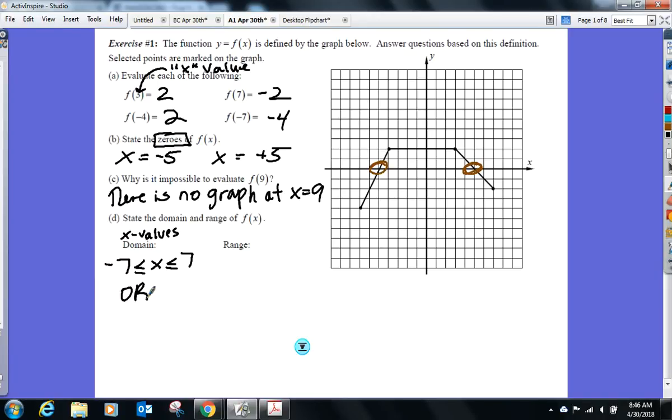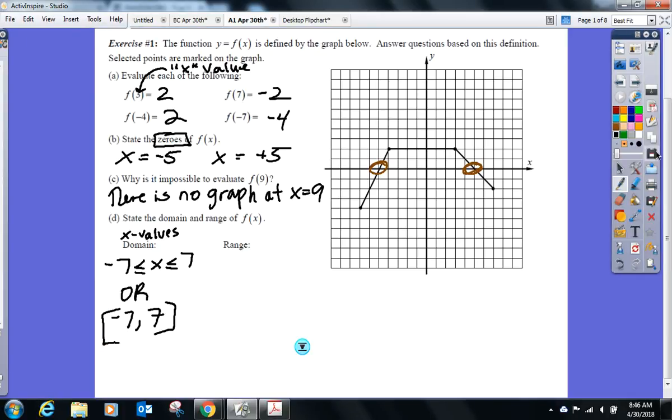I don't think you guys are exposed to this too much. Since it includes -7 and 7, -7, comma 7 with brackets around it, yes. Whatever you prefer, I don't care. Whatever you prefer, ladies and gents.